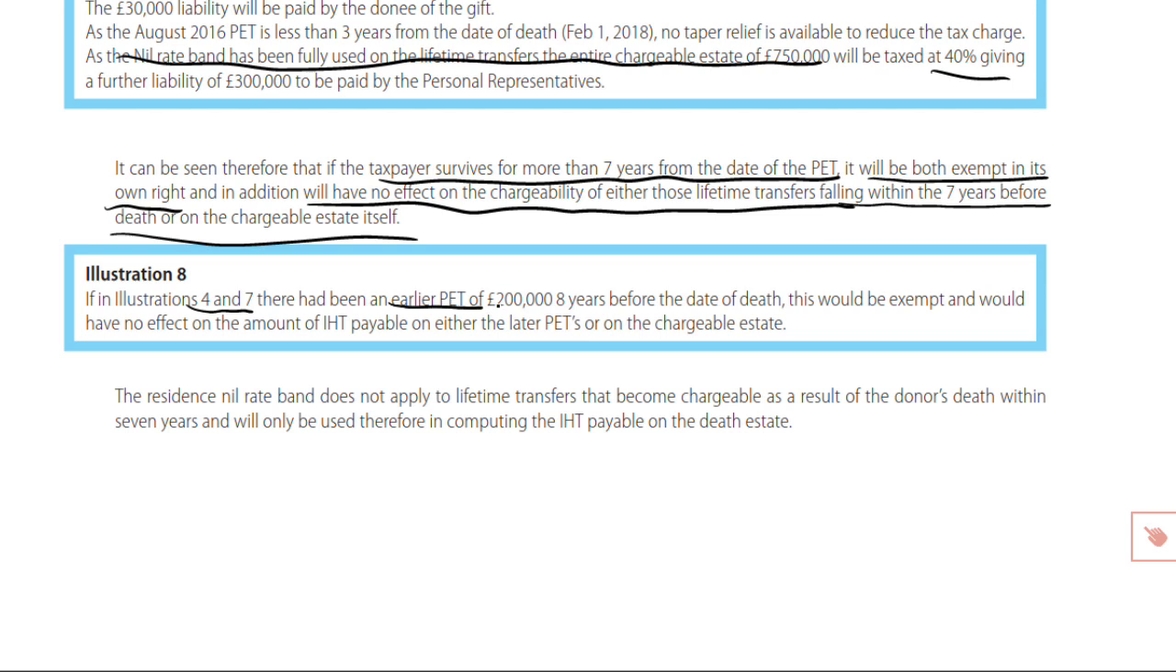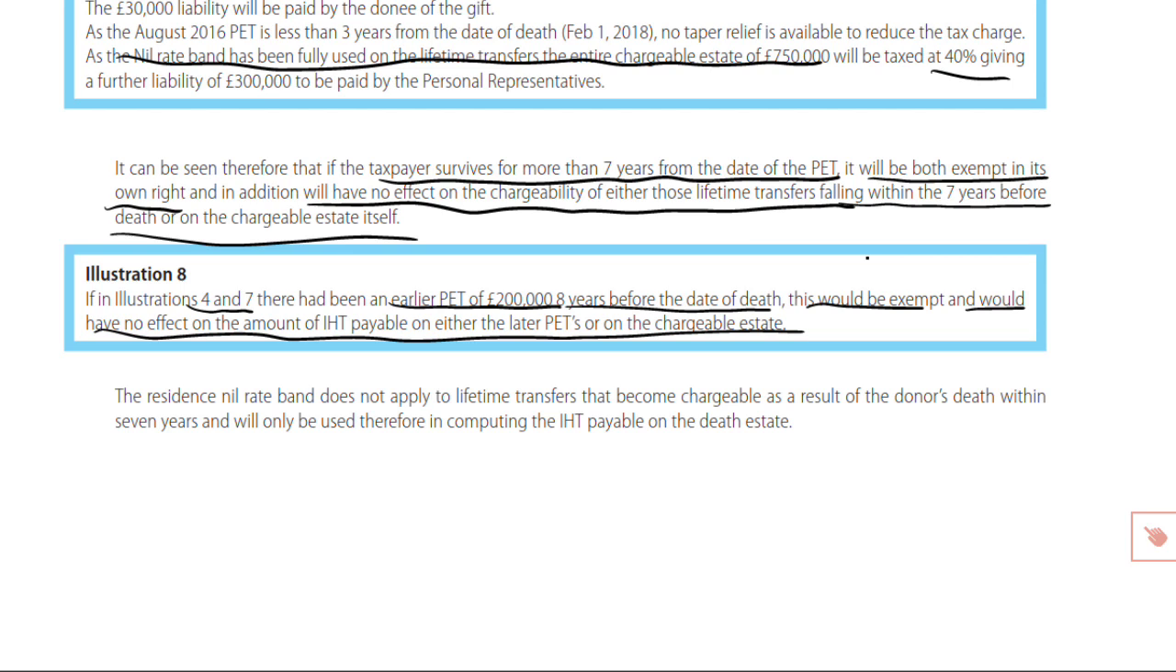If we had an earlier pet, again £200,000, but this time 8 years before the date of death, it would be exempt and would have no effect on the amount of IHT payable on either of the later pets or on the chargeable estate. You'd have exactly the same answer as you had in illustration 7 there.